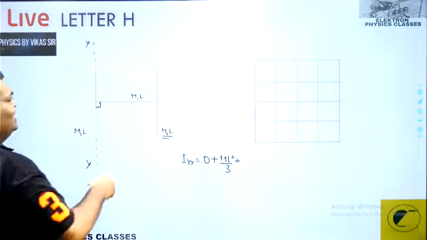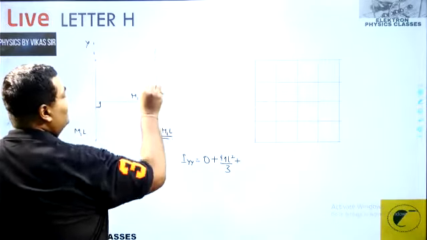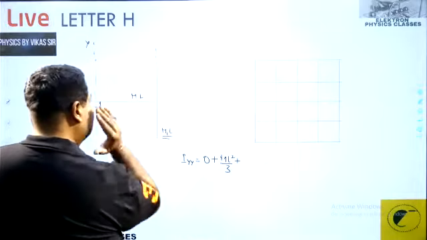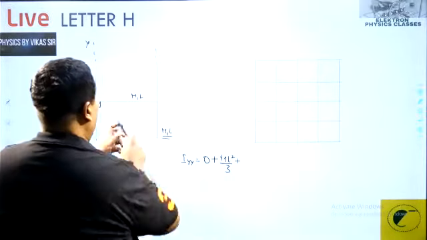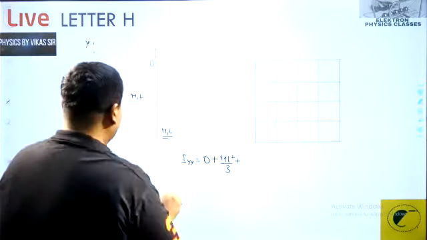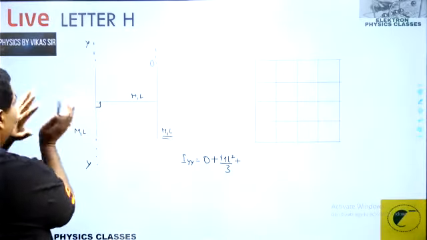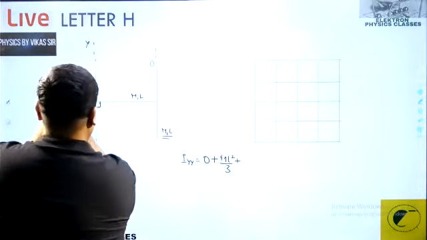Imagine an axis here. But this axis is a body axis for this rod, so this will have a zero moment of inertia about this axis. But we required a result about the YY axis. So what do we do? We apply the parallel axis theorem.